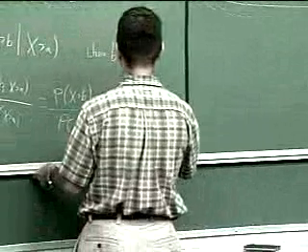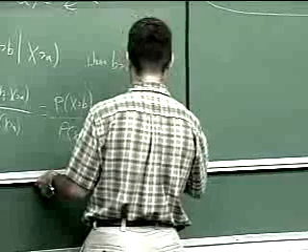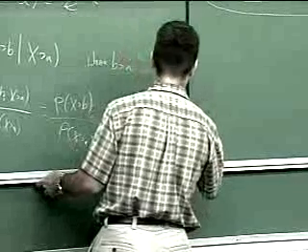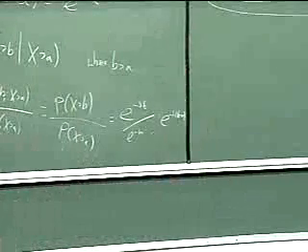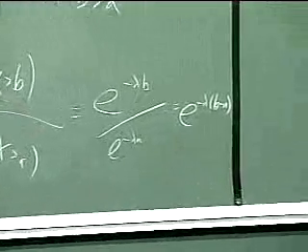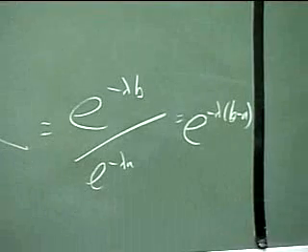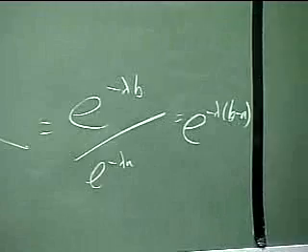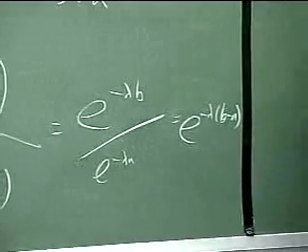Which is e to the minus lambda b divided by e to the minus lambda a, which is e to the minus lambda of b minus a. Okay? So what's so fantastic about that? Well, here's why we call it the memoryless process. And there's a lot of ways to think about this, so let me try and explain.